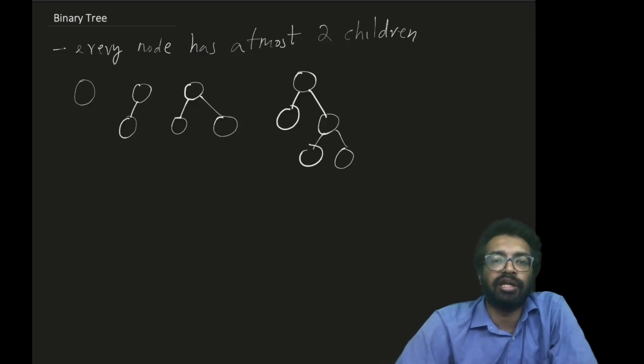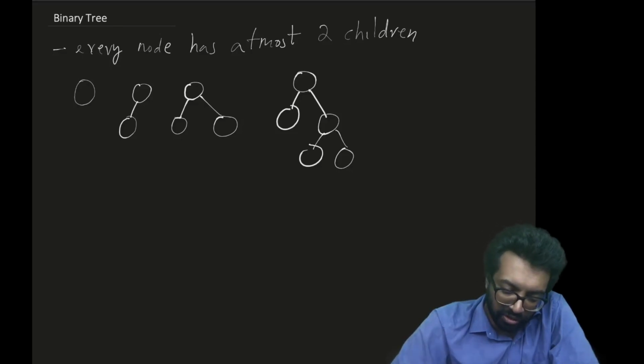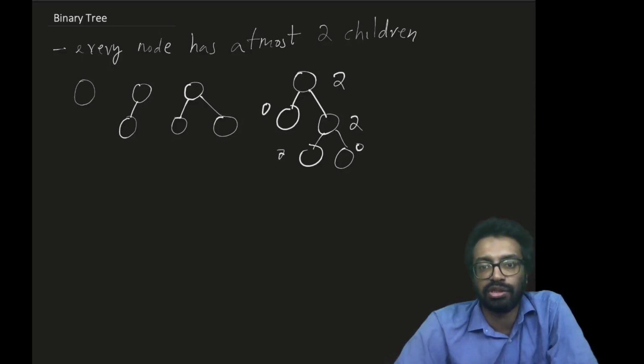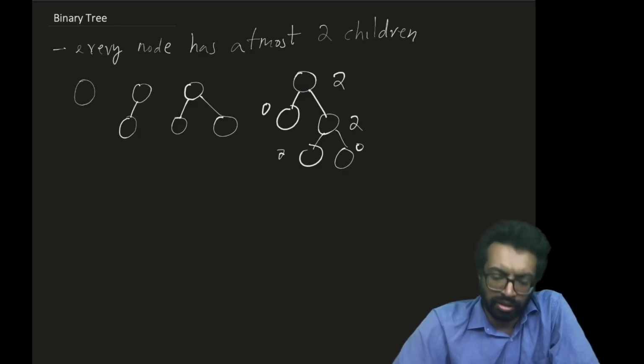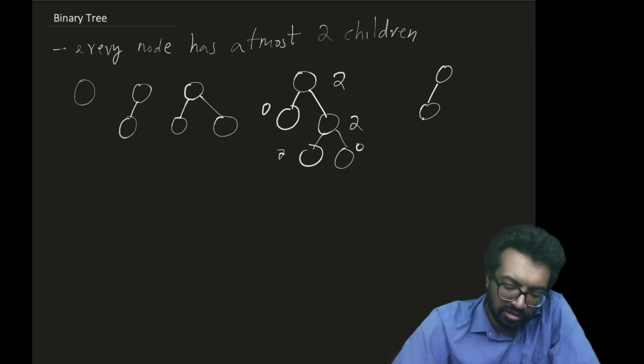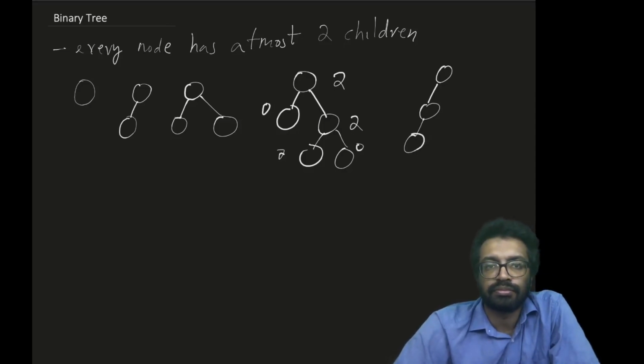This is another binary tree. As you can see, the root has two children and this node has two children and this node has zero and this has zero, this has zero. The leaf nodes have zero children, as the name suggests, right? So this is another binary tree. Okay. So all these are binary trees. Fine.